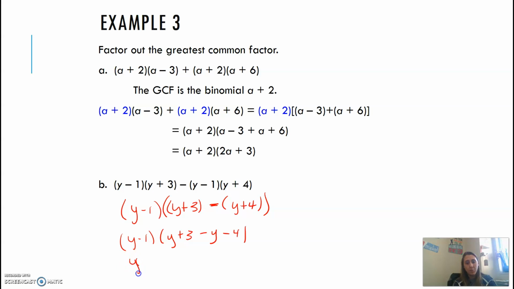So I have y minus 1. Then I have 0. So 0. And then 3 minus 4 is negative 1. And then that would be my final answer. I can't factor any further, and I'm done. If you have any questions, please let me know. Otherwise, get this in your notes.